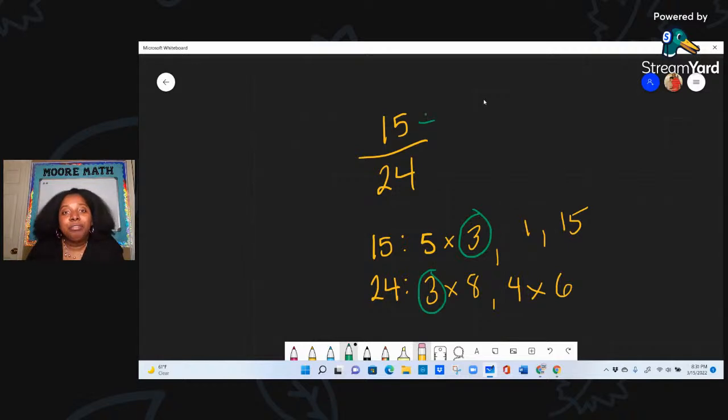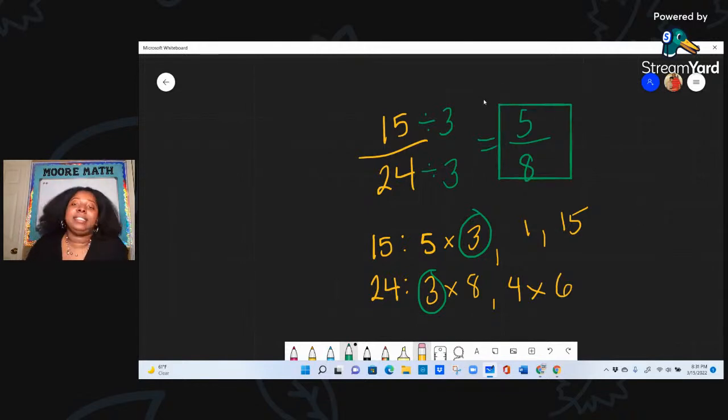So that means that 3 can go into both of these numbers. And that's what we're doing when we're simplifying. We're saying, what's the biggest number that can go into both of these numbers? Okay, so 15 divided by 3 is 5. 24 divided by 3 is 8. And just like Sheedoff said, it is 5/8.